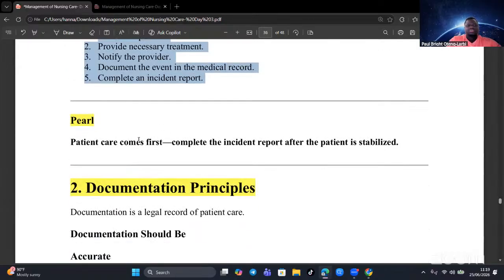Okay. So this is the pearl or the key notes. Patient's care comes first. A patient has had a fall. Take care of the patient first. Assess the patient. Give the necessary treatment first before you complete an incident report. Reporting should be the last thing. Don't go and complete an incident report when a patient on blood thinners has had a fall and banged the head and he is bleeding. Okay. That is what you should note.